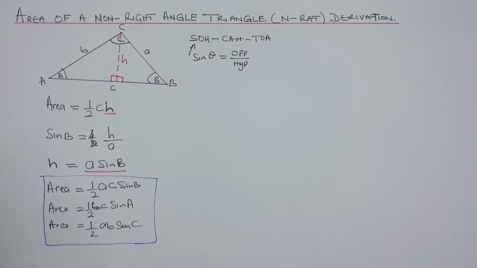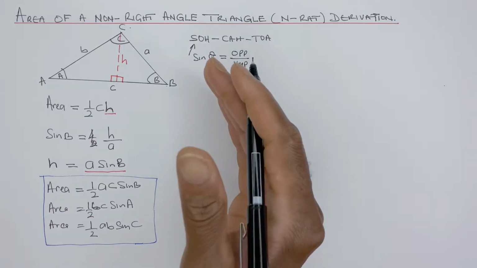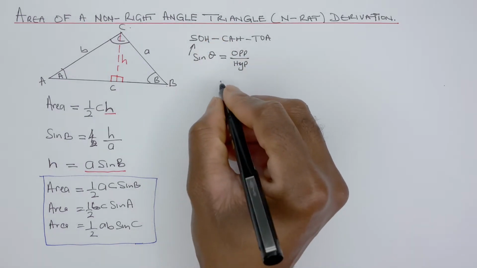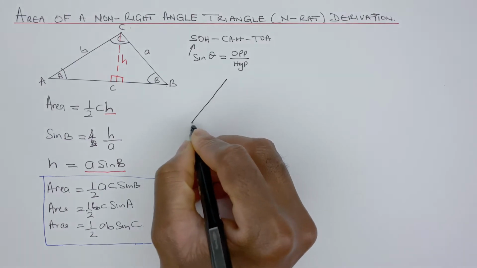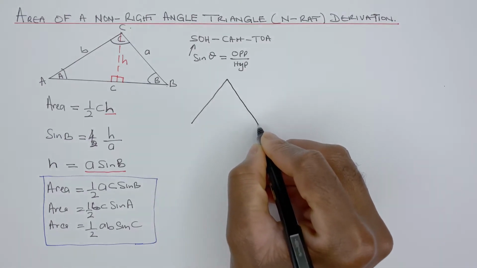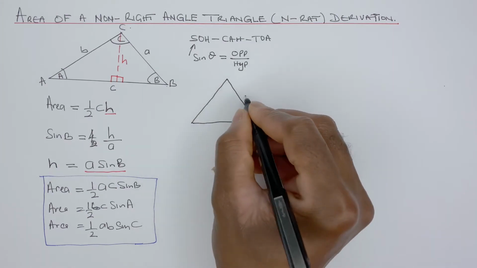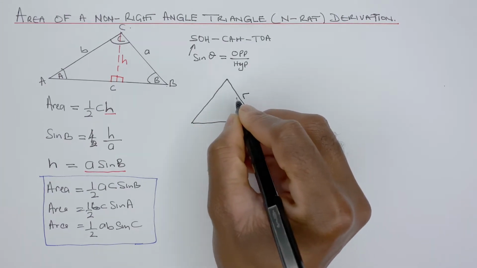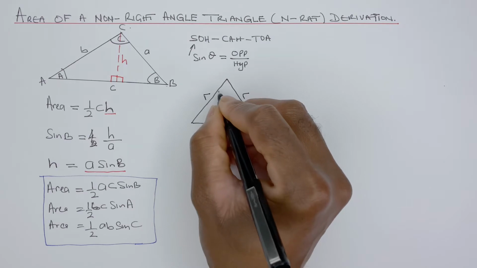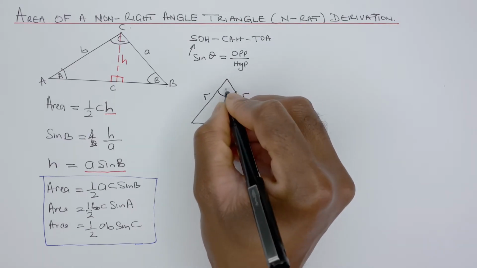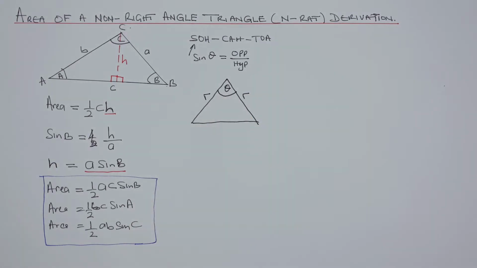Right, there are two other conditions to consider. We need to look at the area of an isosceles triangle. If you have an isosceles triangle, that means two equal sides. In this case, the two equal sides, let's call that r, and that's r. And this angle here, let's call it theta.